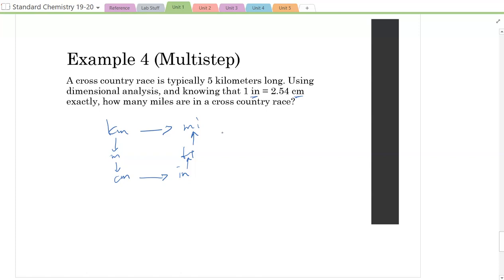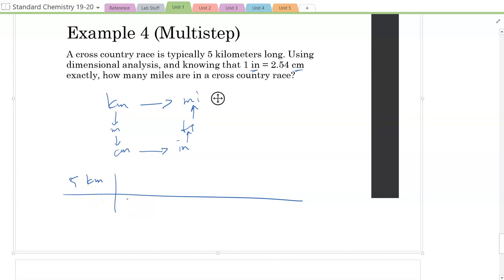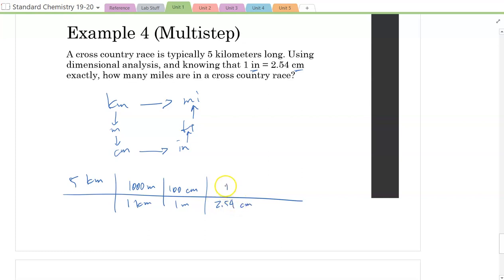Now, in terms of how this is put together, it is going to be just like what we've done before. Just go ahead and start off with what you're given: 5 kilometers. And then let's go ahead and do some work. So when we do some kilometer stuff, we know that for every 1 kilometer, there is 1,000 meters. And then for every 1 meter, there's 100 centimeters. The relationship given to me in the problem is that 2.54 centimeters is 1 inch.